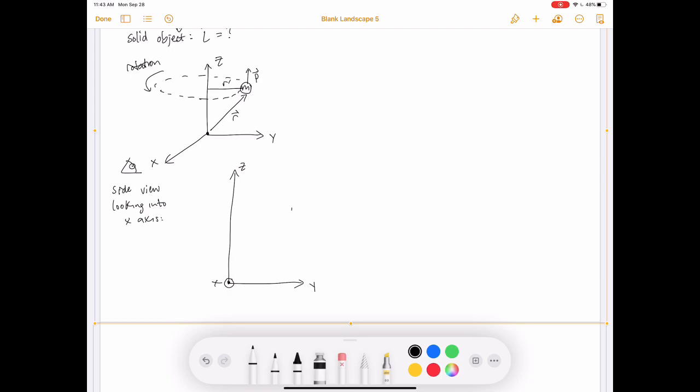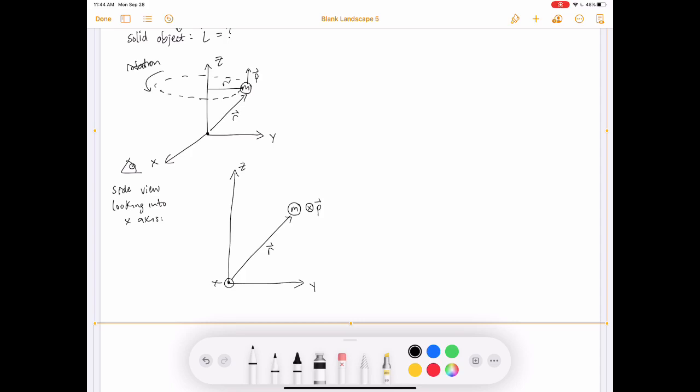The particle is over here somewhere, its mass is m, and the vector r simply locates where that particle is, so that's the position r. Now the linear momentum p, from this perspective, is going to be going into the page. So there's the vector p.